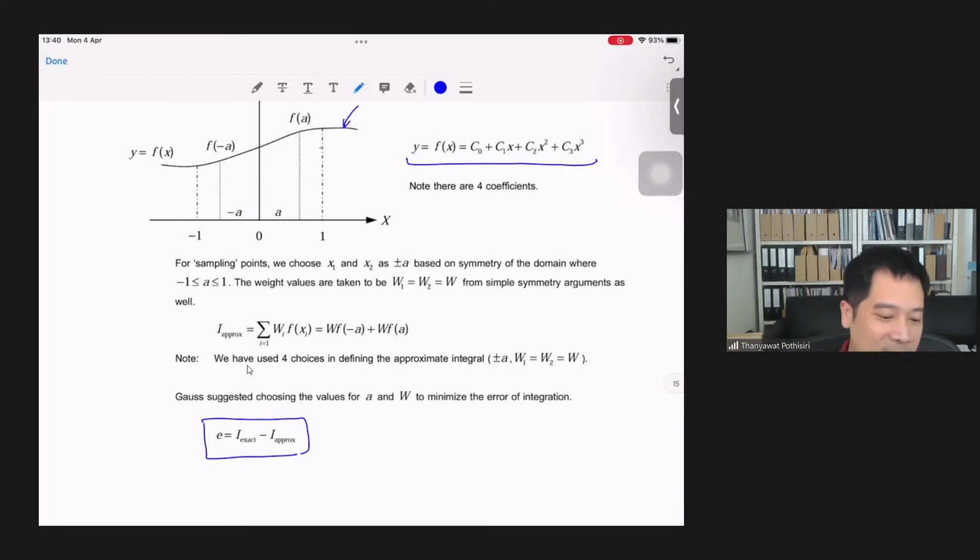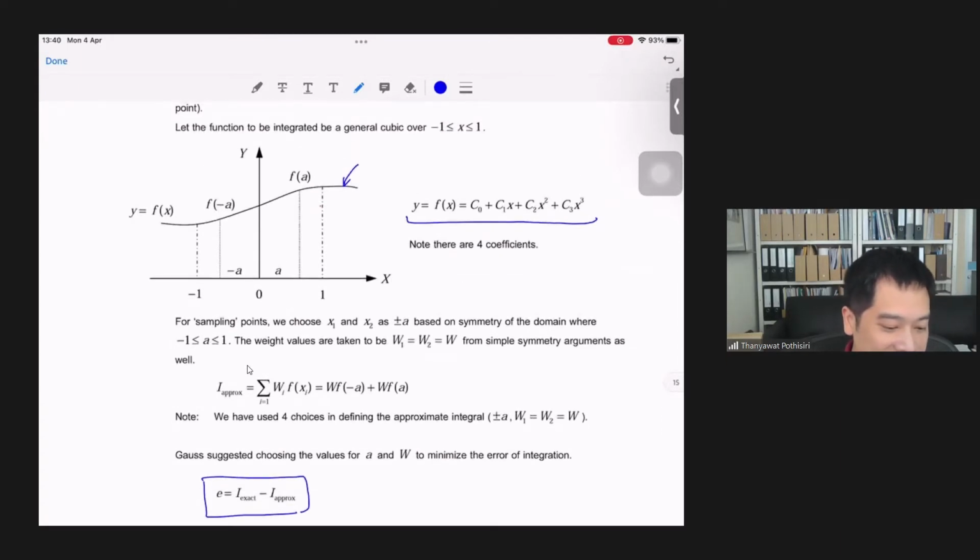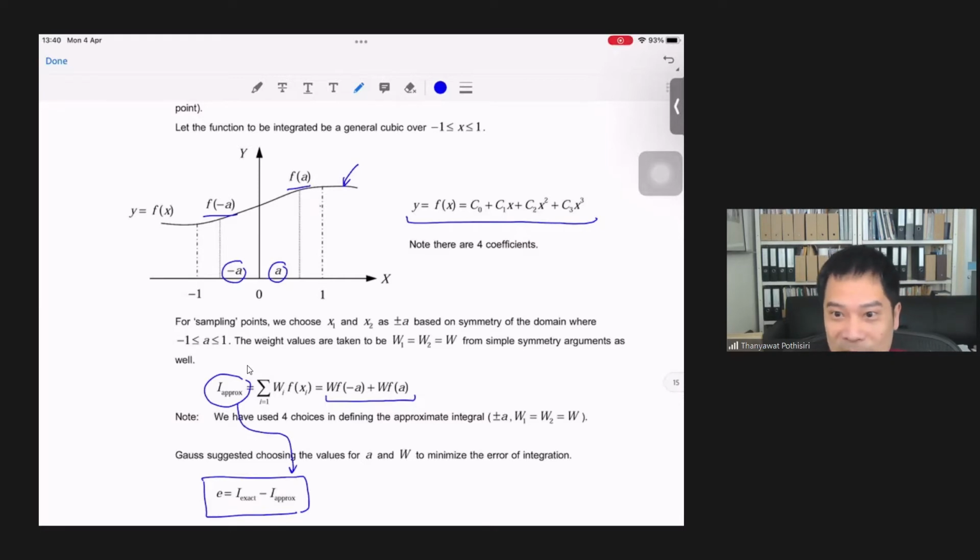Okay, in this case, suppose I have two sampling points like this at x equals a and minus a. Okay, so I'm going to use this as the representative value for my function. Okay, so the approximate integral would look something like this. Okay, now I would like this approximate integral to be as close as possible to the exact integral.